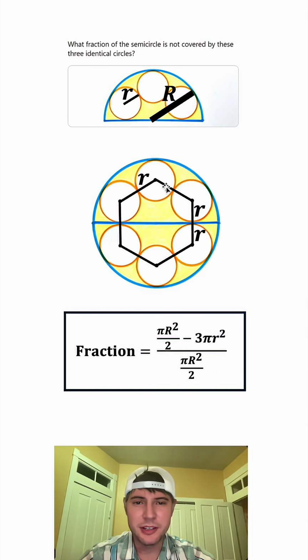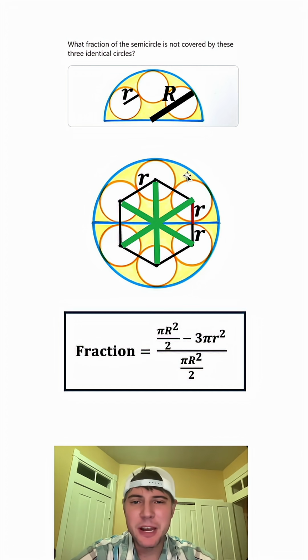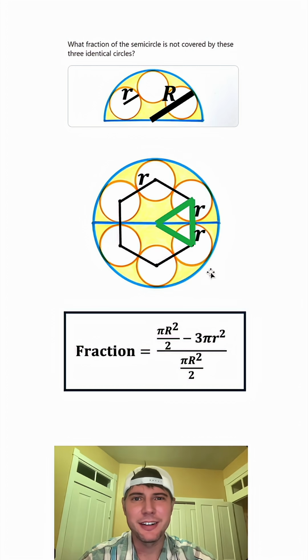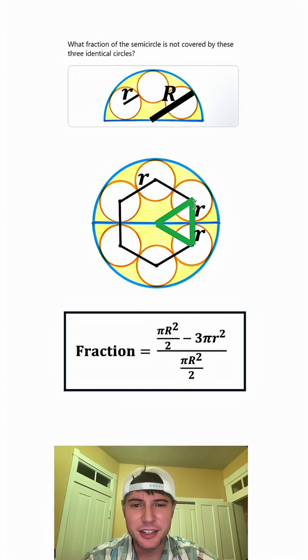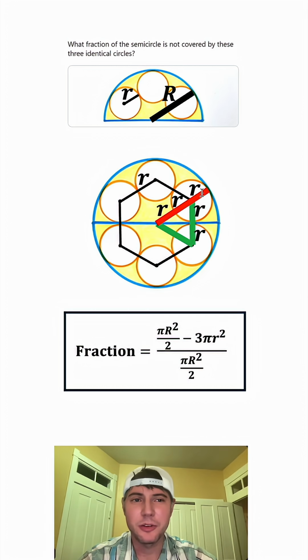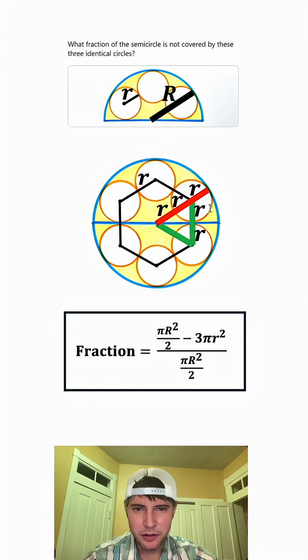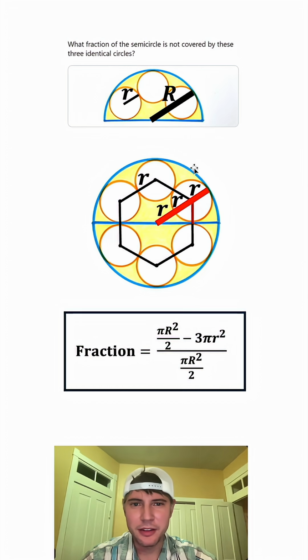Due to the symmetry, this is a regular hexagon, which means it's made up of 6 equilateral triangles. Let's focus on this one right here. Since it's an equilateral triangle and this side is 2 little r, this side would also be 2 little r. And if we take this red side and extend it further, this will be another little r. So now we can see that the radius of the semicircle, the big R, is the same thing as 3 little r's. And if we get rid of this right here, we can see here how everything lines up.